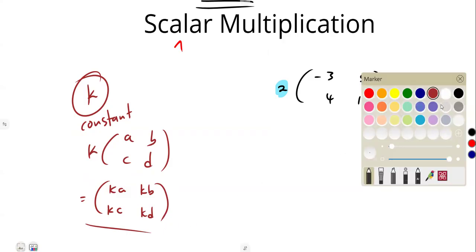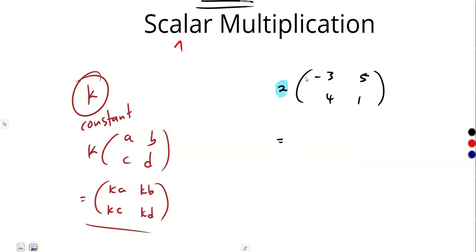So in our case, given 2 into this matrix, you have to multiply 2 times every term. 2 multiplies minus 3. 2 times minus 3, yes, you get it right, guys. But this one you can even perform in your head. 2 times minus 3 is negative 6. Then you move on to 5. 2 times 5 is 10. You are done with the first row.